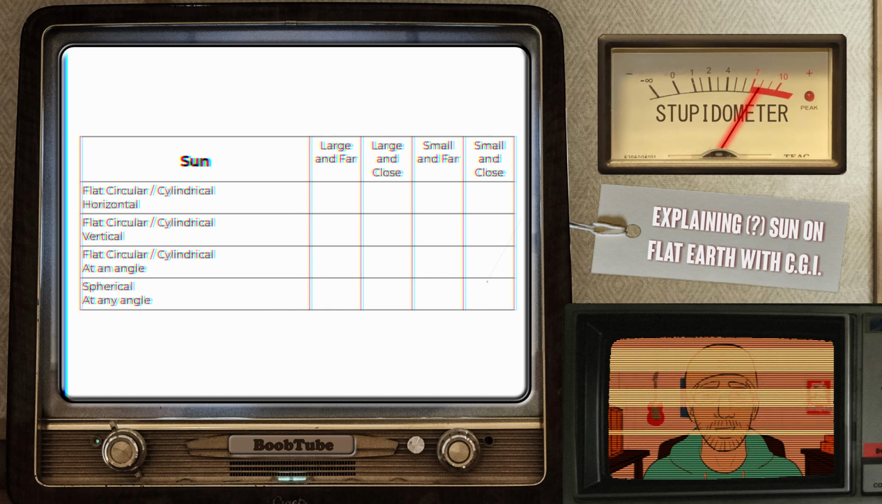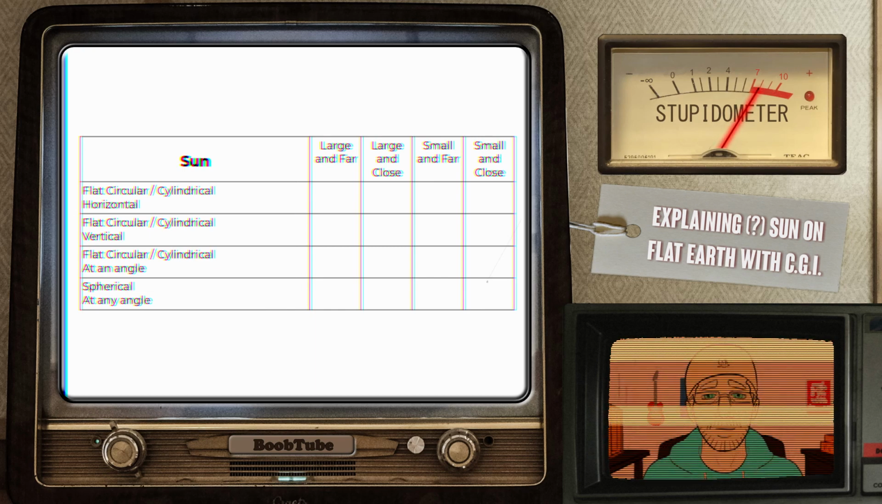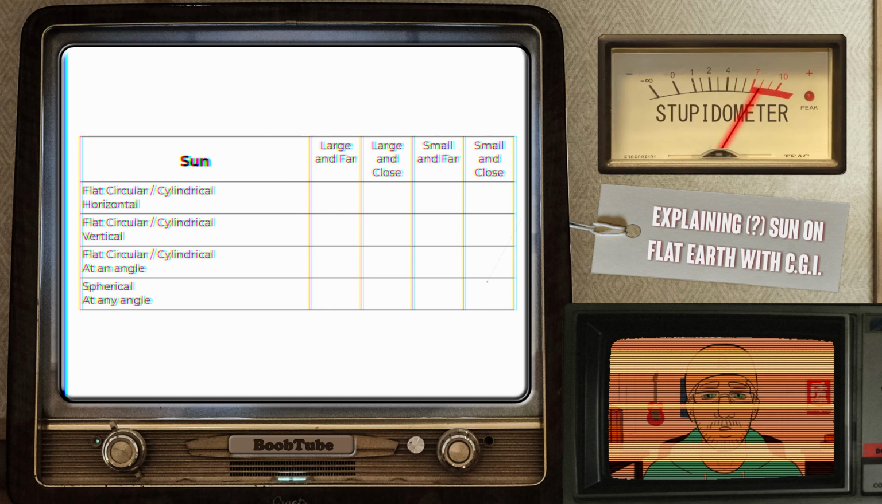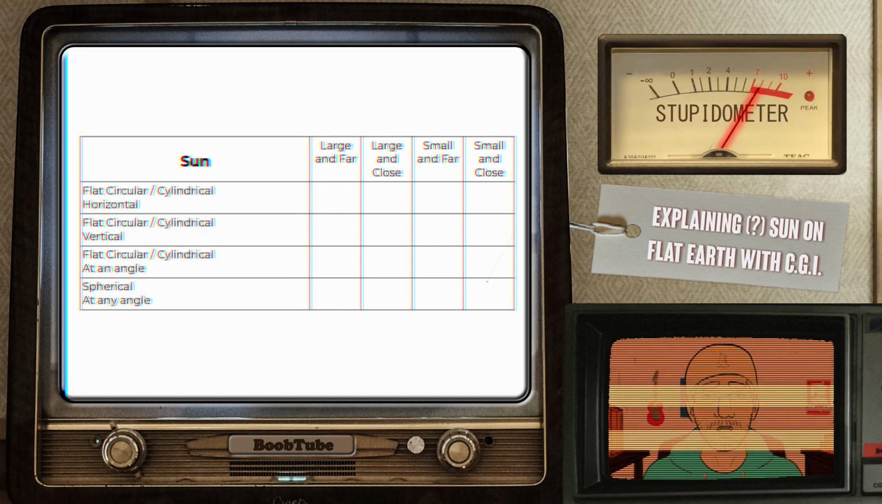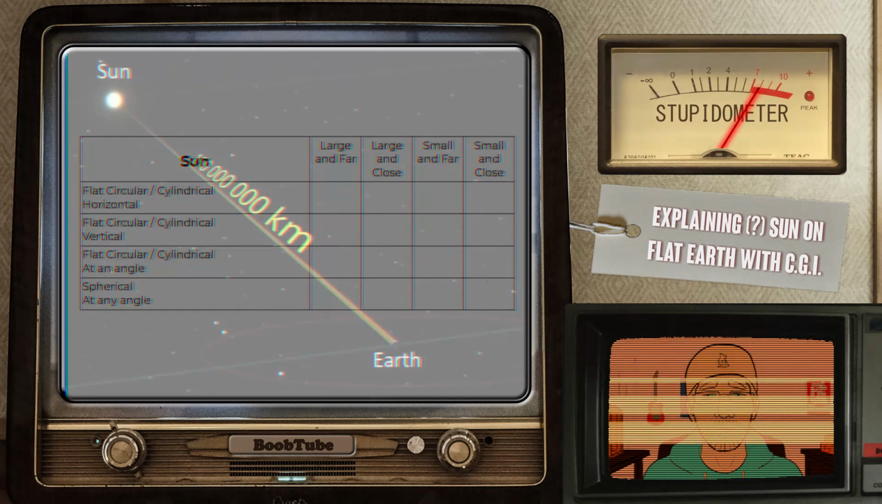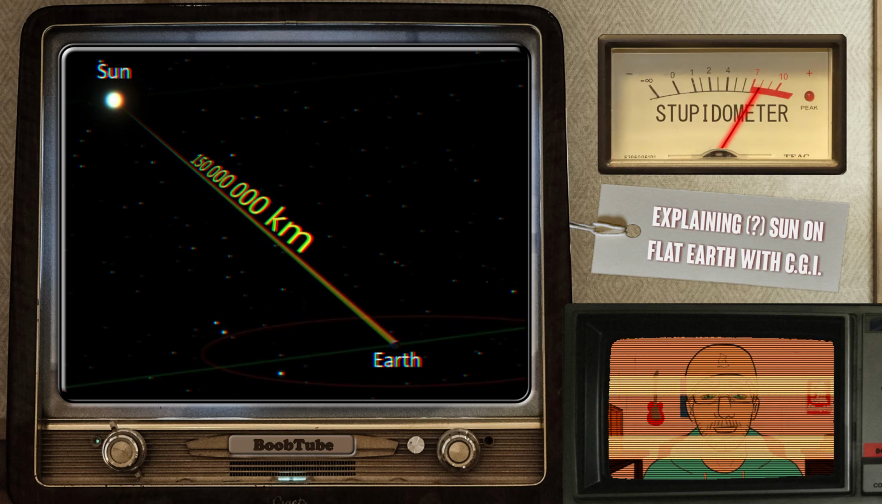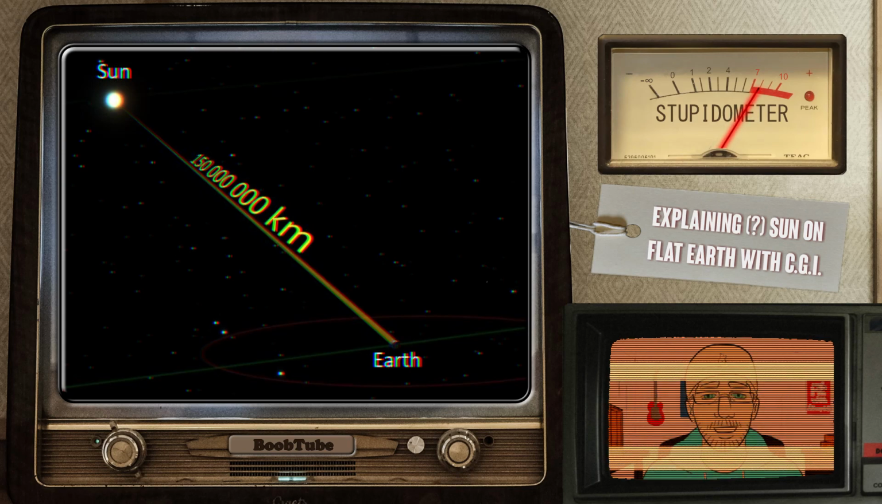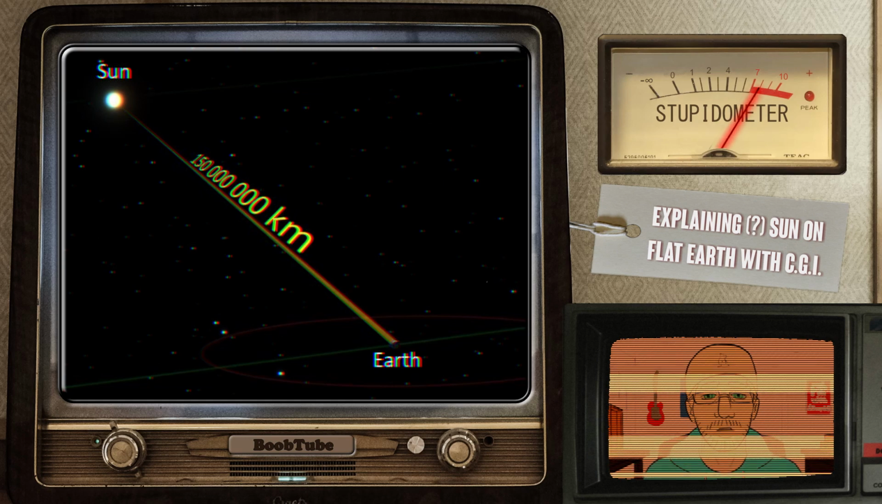We start by eliminating what can't be. On the screen, you can see a basic table. There are some titles using words like large, small, far, and close. Let me explain that. A large sun far away is what we globers have calculated it to be. So we are talking about over 148 million kilometers in distance, with a diameter of 1.39 million kilometers.